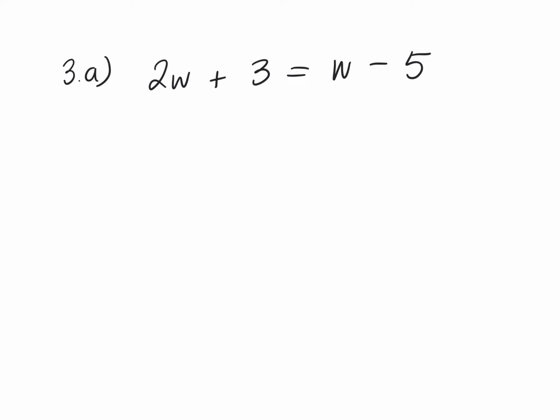In a question like this, I'm going to read it to you. It says 2 times W plus 3, right? That's on my left side. And on my right side, I have, we can put a 1 here, 1W on the right side. And I have a negative 5.